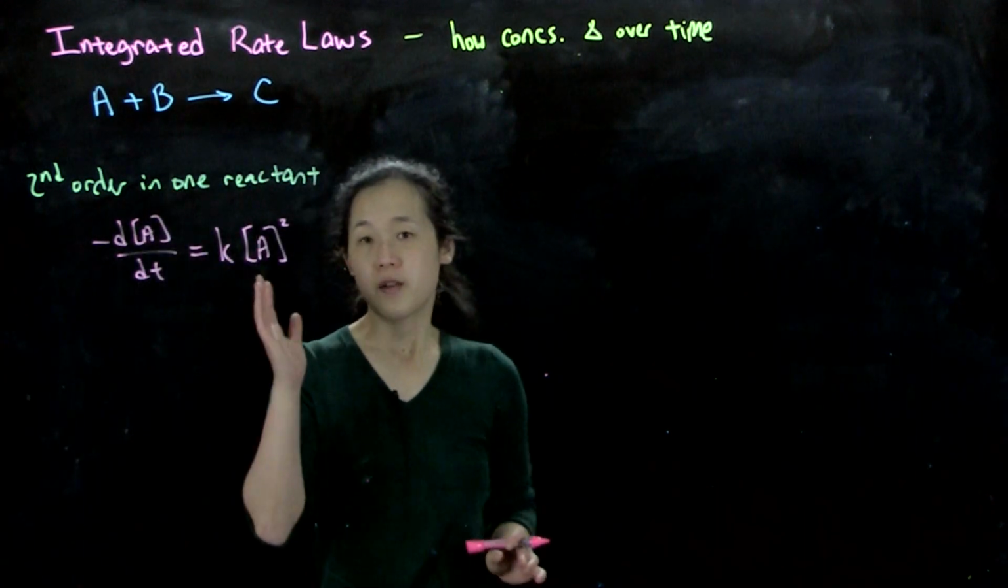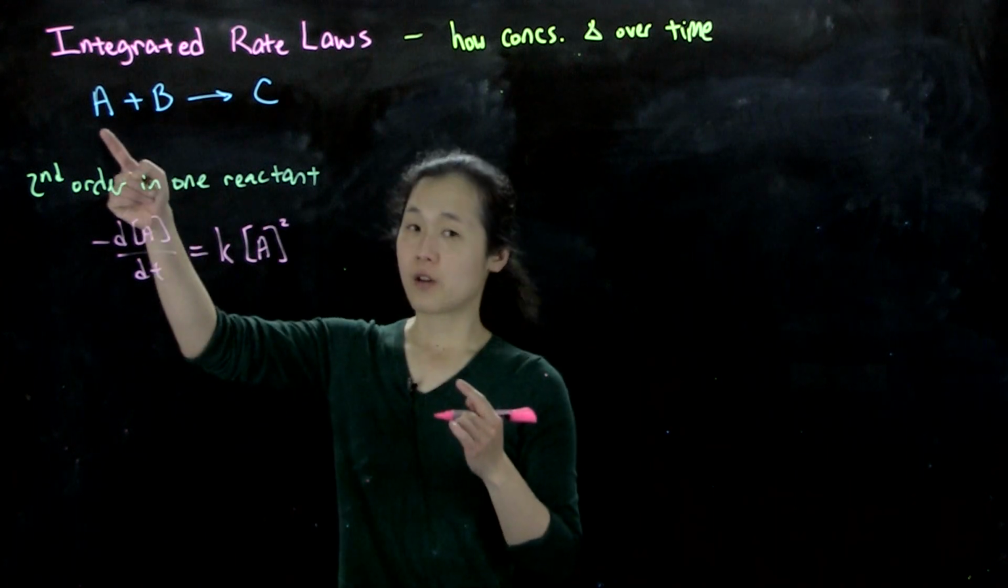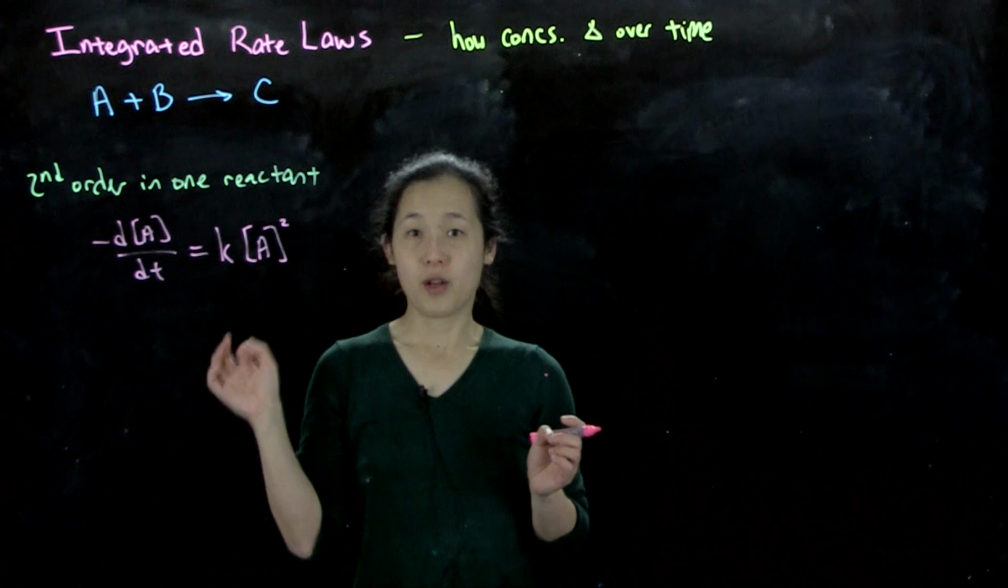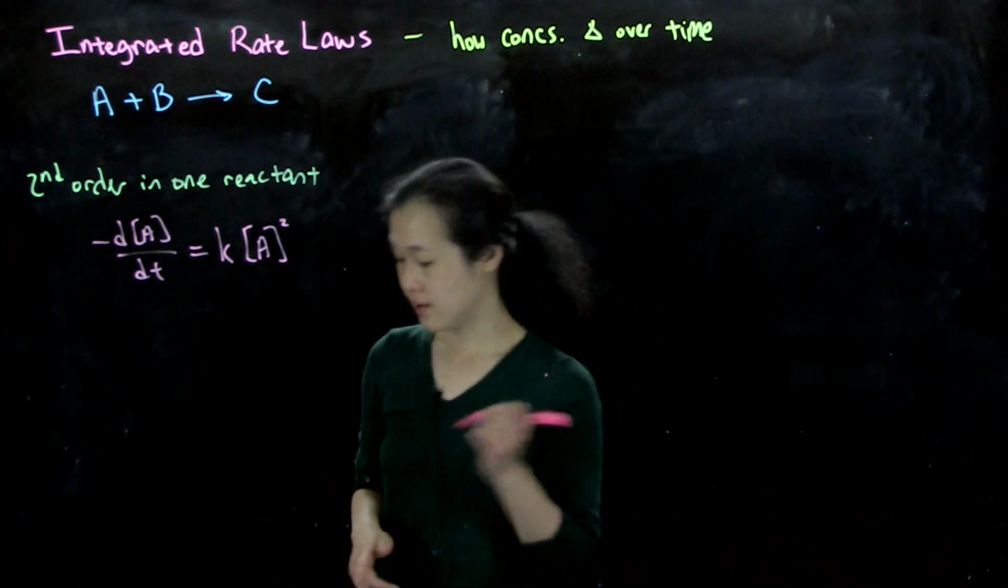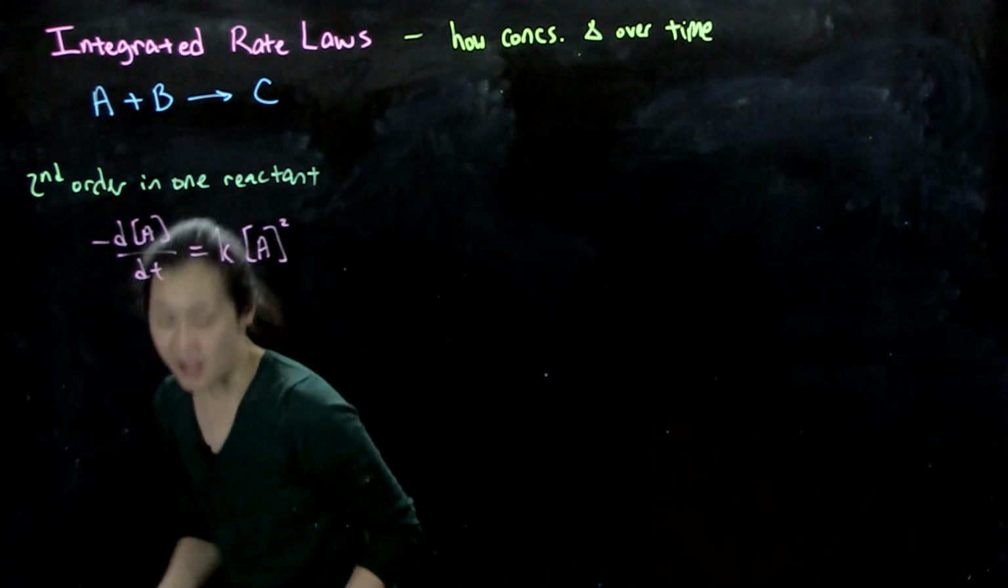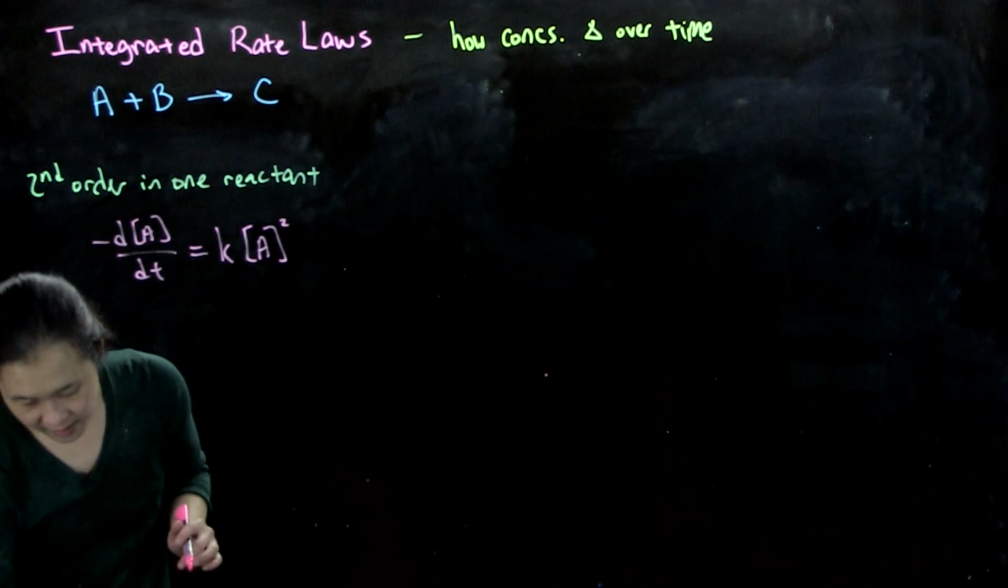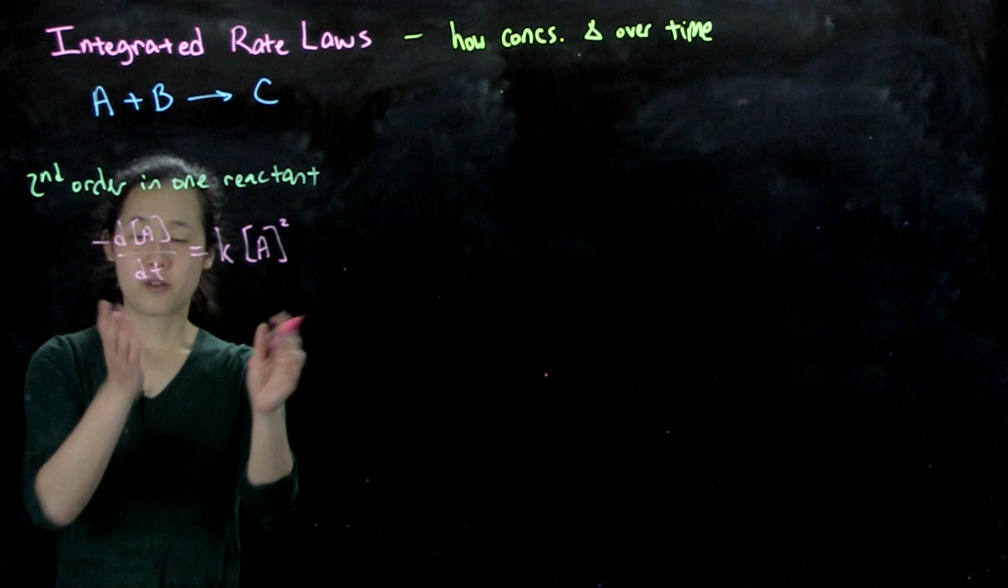I will point out, I could have a second order reaction where it's first order in A and first order in B. That's a little bit more complicated to integrate. We'll get to that maybe next week, after the exam. Okay, so for this second order reaction, we can again solve our differential equation.